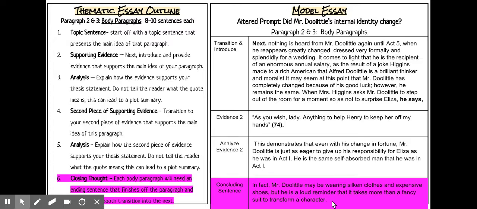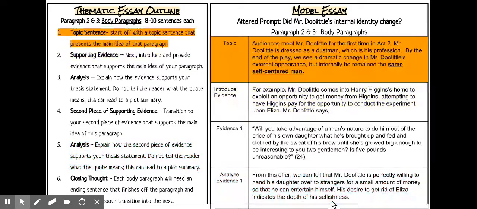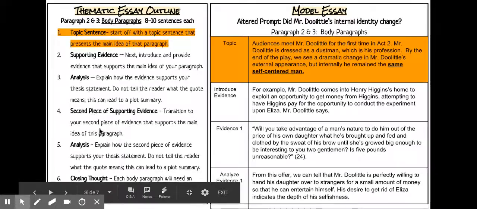Okay, you have now finished your first body paragraph, but how many body paragraphs do we need? We in fact need 2. So in order for you to complete your second body paragraph, you need to do this video again. In a moment, I'm going to say restart the video. You're going to restart the video from the beginning and go through these slides again with your second body paragraph. All the steps of the body paragraph will remain the same. You need a topic, evidence, analysis, another piece of evidence, another analysis, and a closing thought.